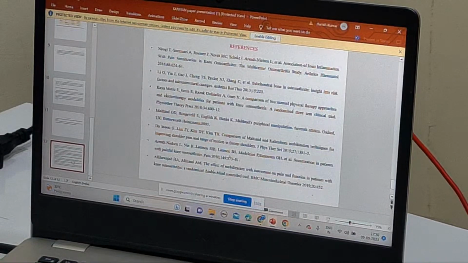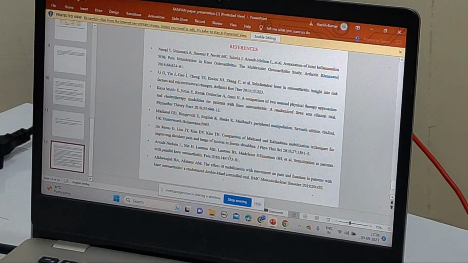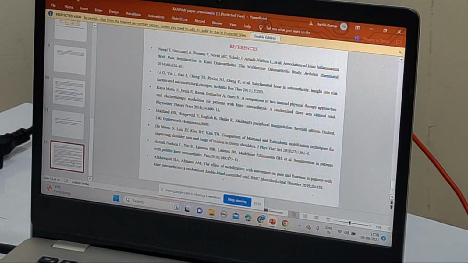Okay, with regards to sample collection, you said people with moderate OA were selected for your study. So, what do you mean by moderate osteoarthritis? Moderate osteoarthritis, degenerative changes can measure that.